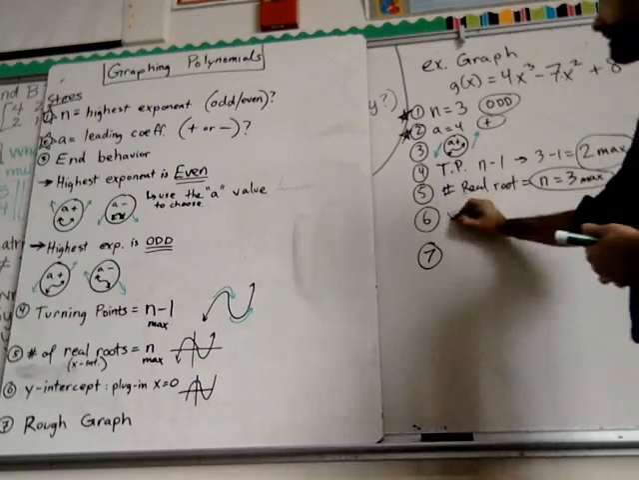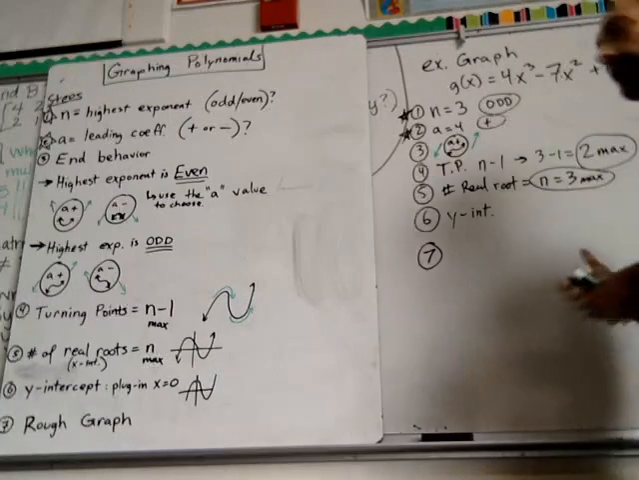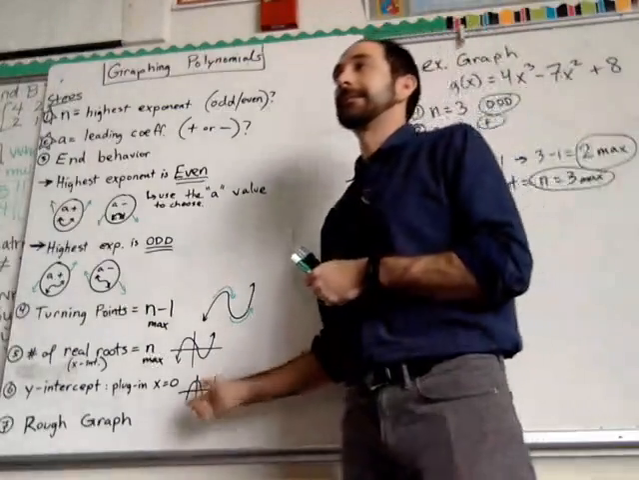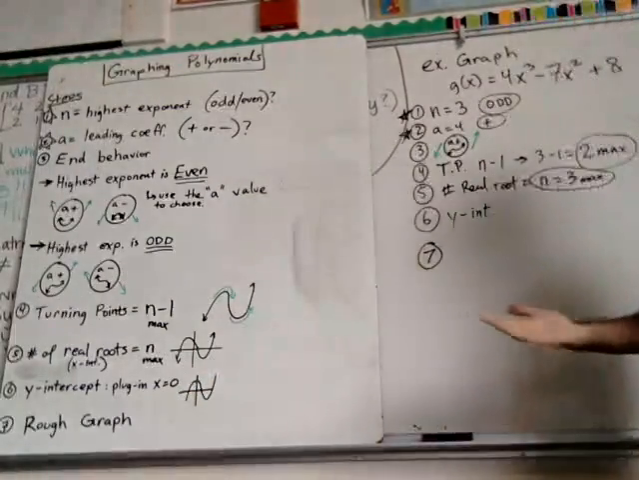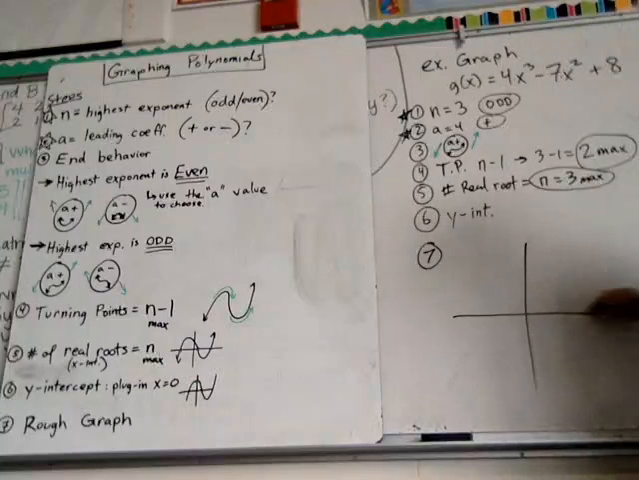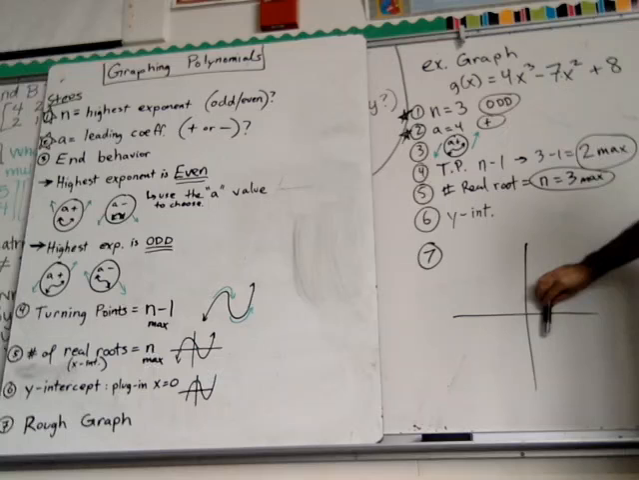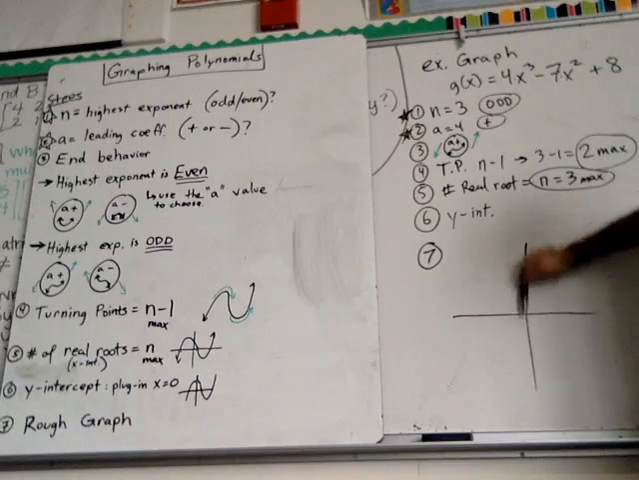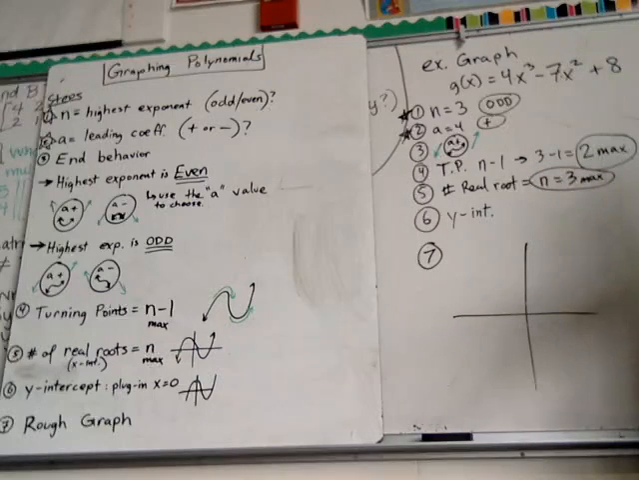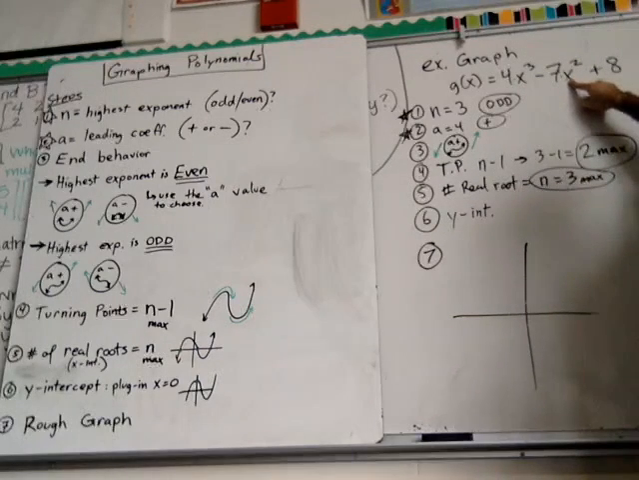Number 6, y-intercept. What do we do to find y-intercept? Plug in 0 for x, because think about it. If you have a graph right here, which we're going to graph soon here, if I'm here at x is equal to 10, right? 9, 8, 7, 6, 5, 4, 3, 2, 1, 0. Once x is 0, you're on your y-axis, so you know where that's crossing. So let's go ahead and plug in 0 for x. 0 for x, what's left?